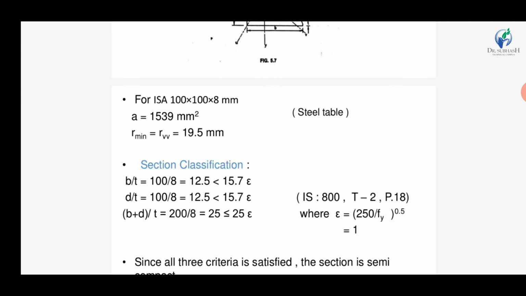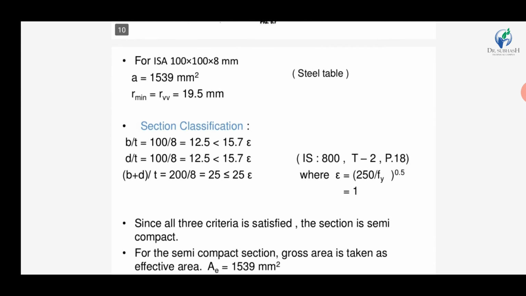The area you have to find directly in the steel table. The area is given in centimeter square, and we convert it into mm square. Now R minimum. There are two R values given in the steel table, RUU and RVV. It means RXX and RYY. Of both values, whichever is minimum is called R minimum. So in the first step we find out the area and R minimum according to the steel table.